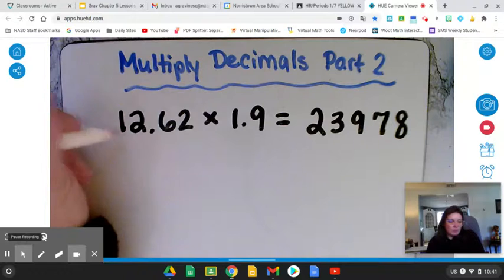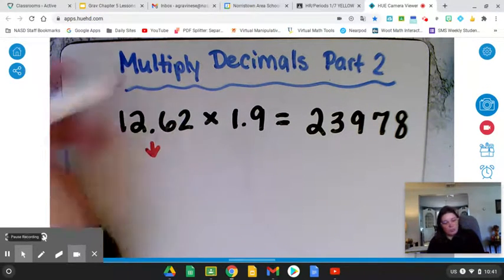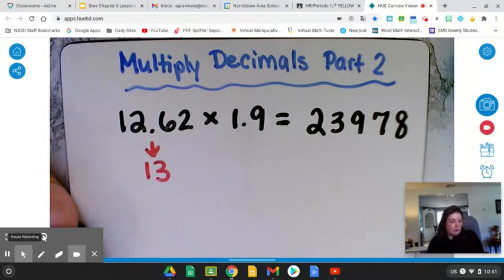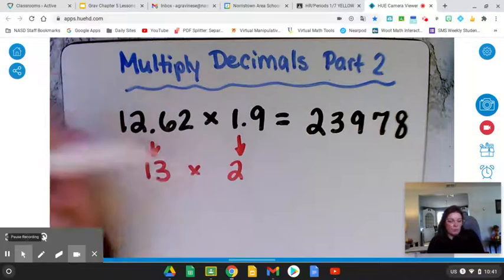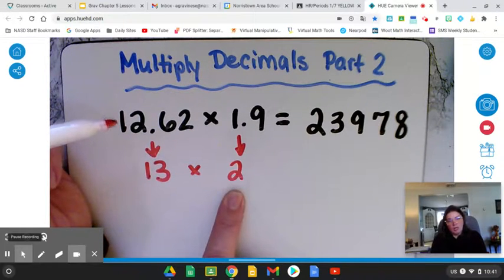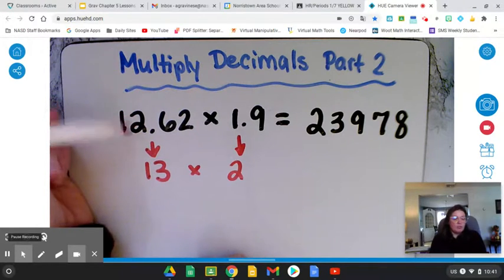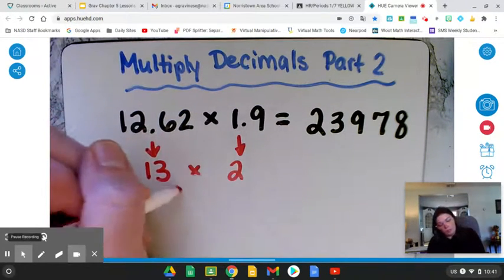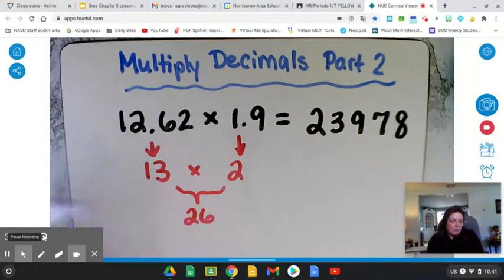If I use estimation, I can say that 12 and 62 hundredths is close to 13, and 1 and 9 tenths is close to 2. And that should be mental math. It might not be. If it's not mental math, you could make that a 12 or a 10, whichever is best for you. But for those of you that can do 13 times 2, you get 26.